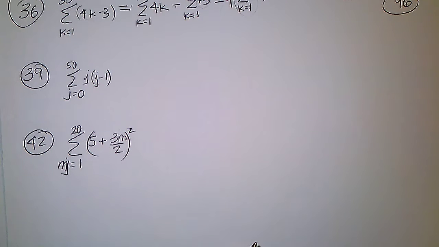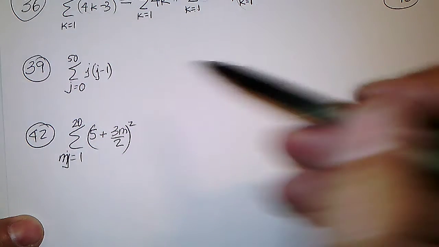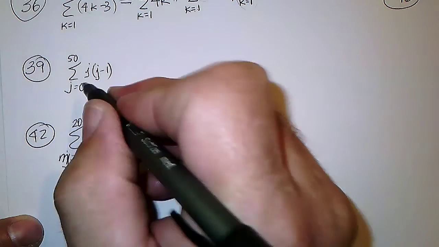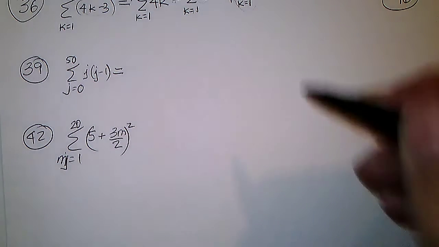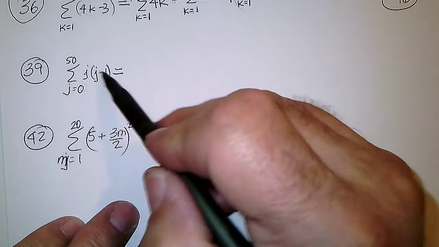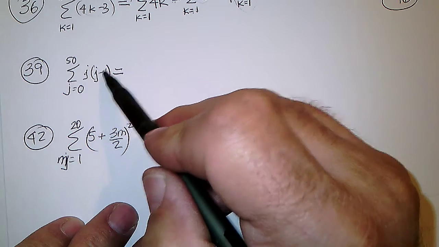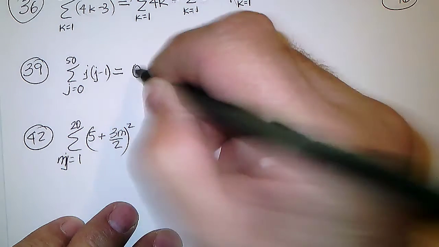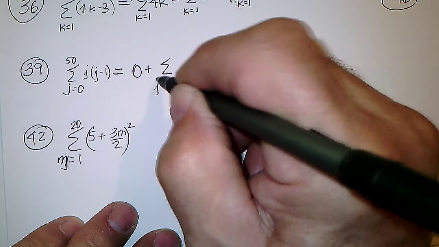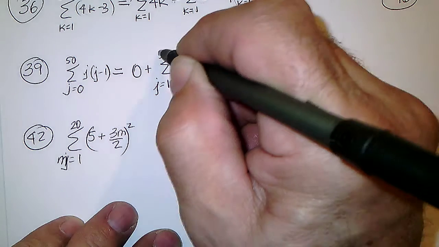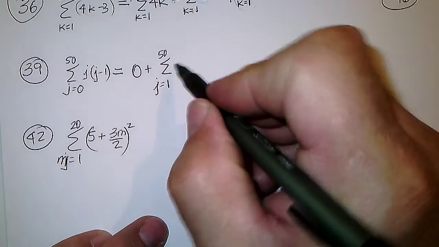0 to 50. Well, if it was 1 to 50, we have formulas for 1 to 50, but 0 to 50 is a little different. So I'm going to put in the 0 and figure out what that is going to be. So 0 times 0 minus 1 is just 0. Plus, now I can do the sum as j goes from 1 to 50, because I took care of j being 0.